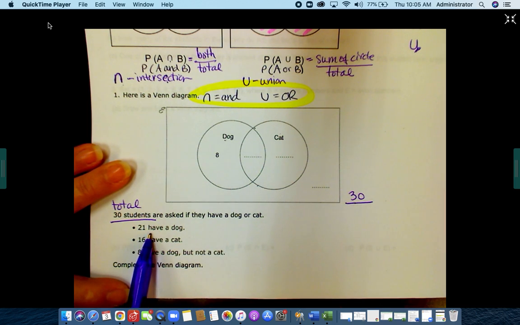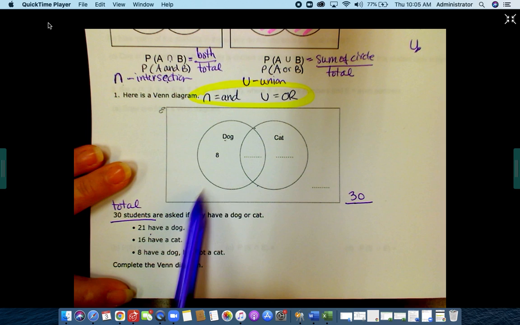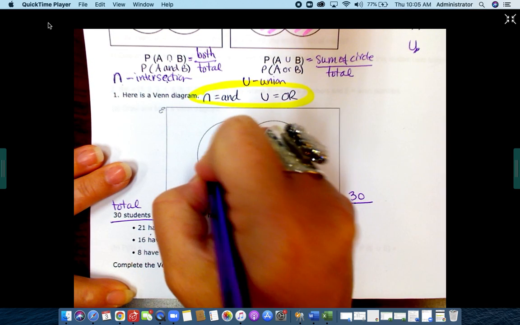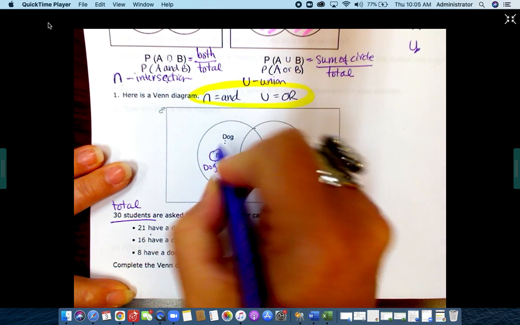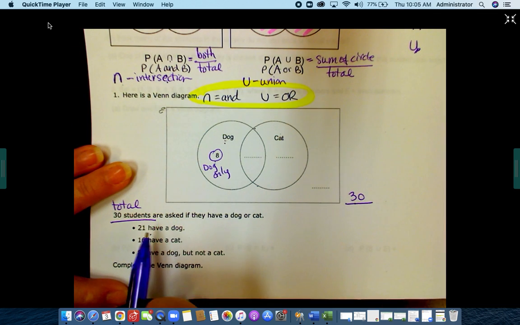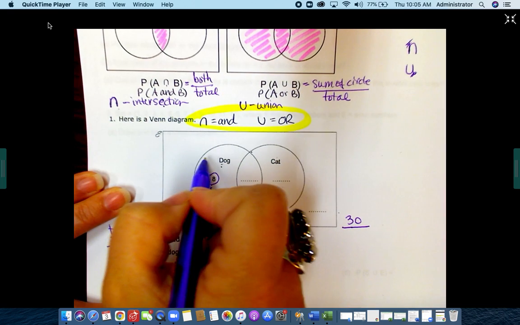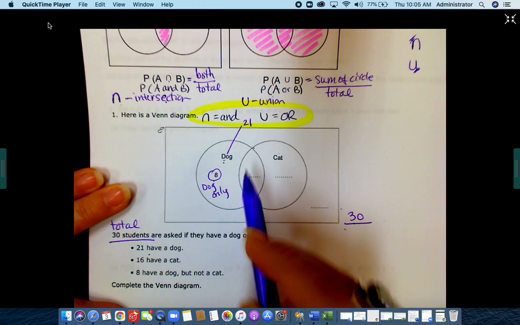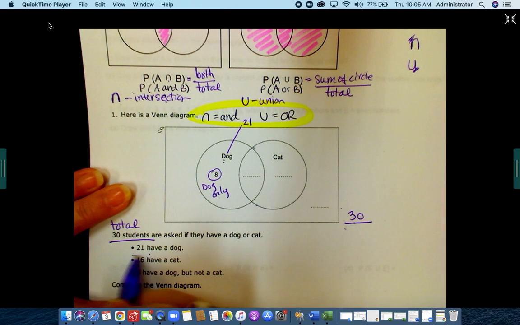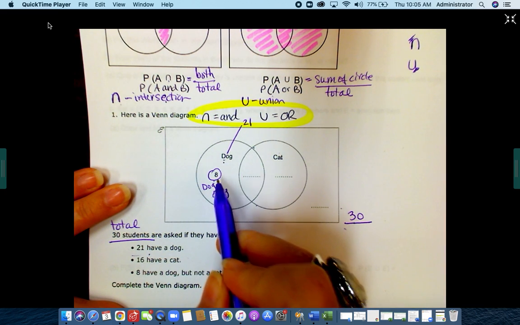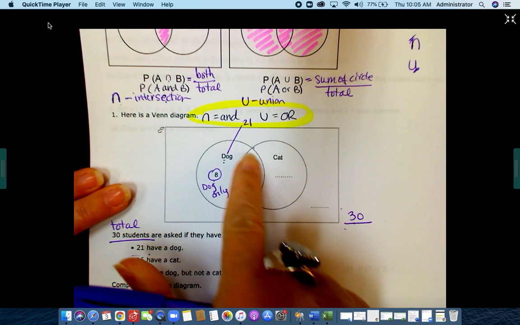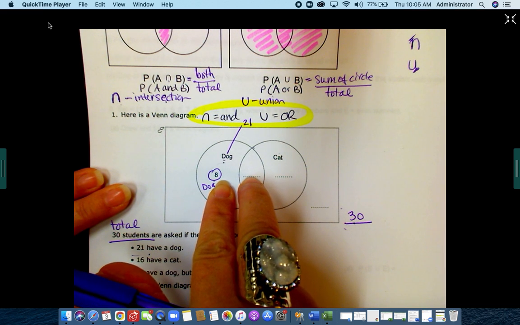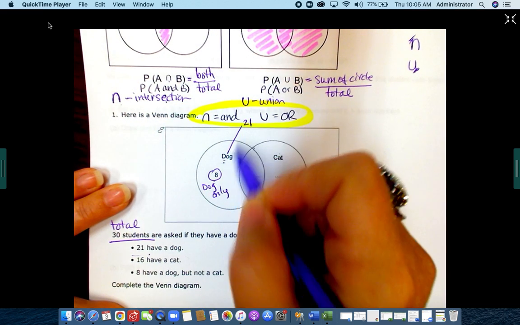21 have a dog. Do not let that fool you. Do you see here where it says dog 8? This means dog only. Okay? 21 have a dog. I'm going to come up here and put that outside. That's to help you understand that just because they say 21 have a dog, it does not mean you automatically put it in the circle. It means that 21 is the sum of both the dog only and dog and cat. Okay? So 21 have a dog.